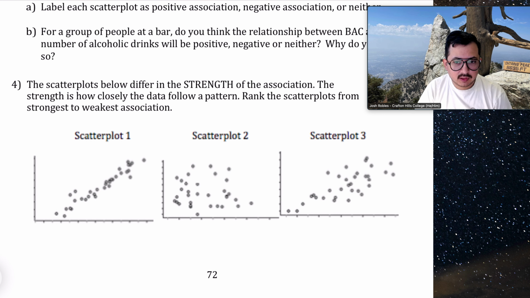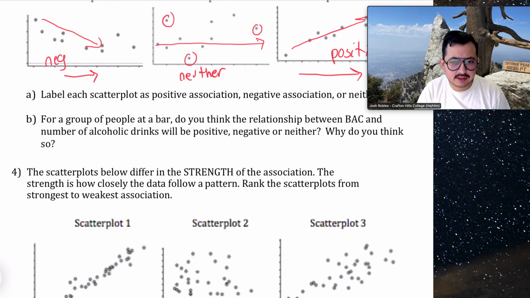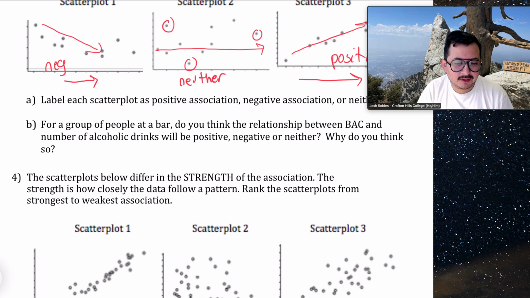The direction will be something that the calculations will help with. Oh, there's another interesting question there. Going back to drinking: if a group of people at a bar, do you think the relationship between blood alcohol content and number of alcoholic drinks will be positive, negative, or neither? Just a reminder, number of alcoholic drinks should come first. So which of these graphs should it be? Alcoholic drinks would be on the x-axis, and blood alcohol content would be on the y-axis.